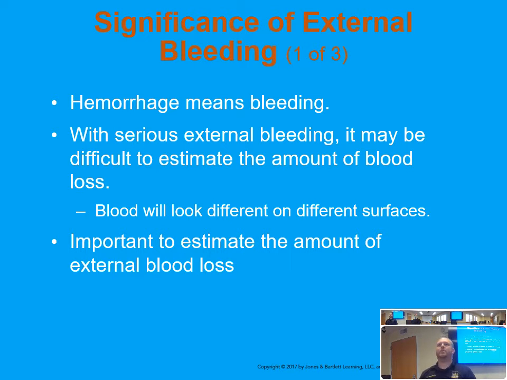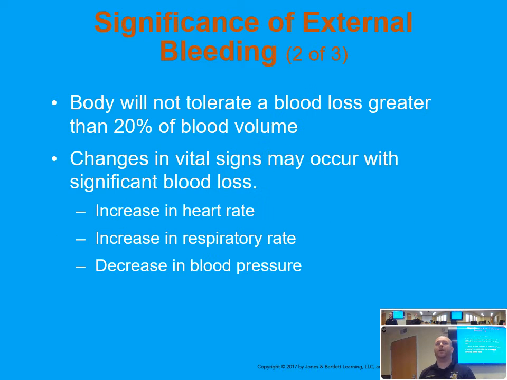With serious external bleeding, it may be difficult to estimate the amount of blood loss. Blood will look different on different surfaces. For example, if you bleed out on a concrete slab versus in grass versus on a tile floor versus carpet, it will all look different. Hard, non-porous surfaces will look like more, and soft, porous surfaces like grass and carpet will look like less. It's important to estimate the external blood loss. Your body will not tolerate a blood loss greater than 20% of its blood volume.